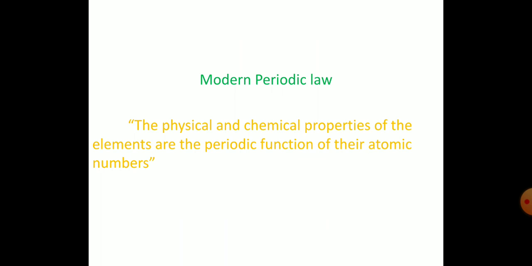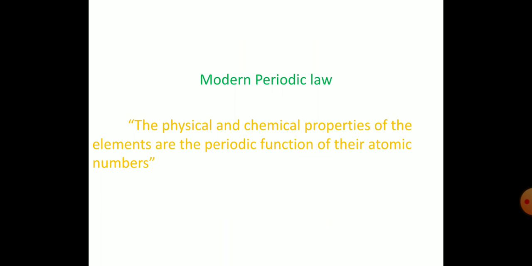The physical and chemical property of one element is repeated after a number of elements. So that is given here by the word periodic function. Is it clear, students? For example, if we take the first column of elements, we have hydrogen, lithium, sodium. Their properties are similar, and those similar properties are repeated after a particular interval. So that is given by the modern periodic law.